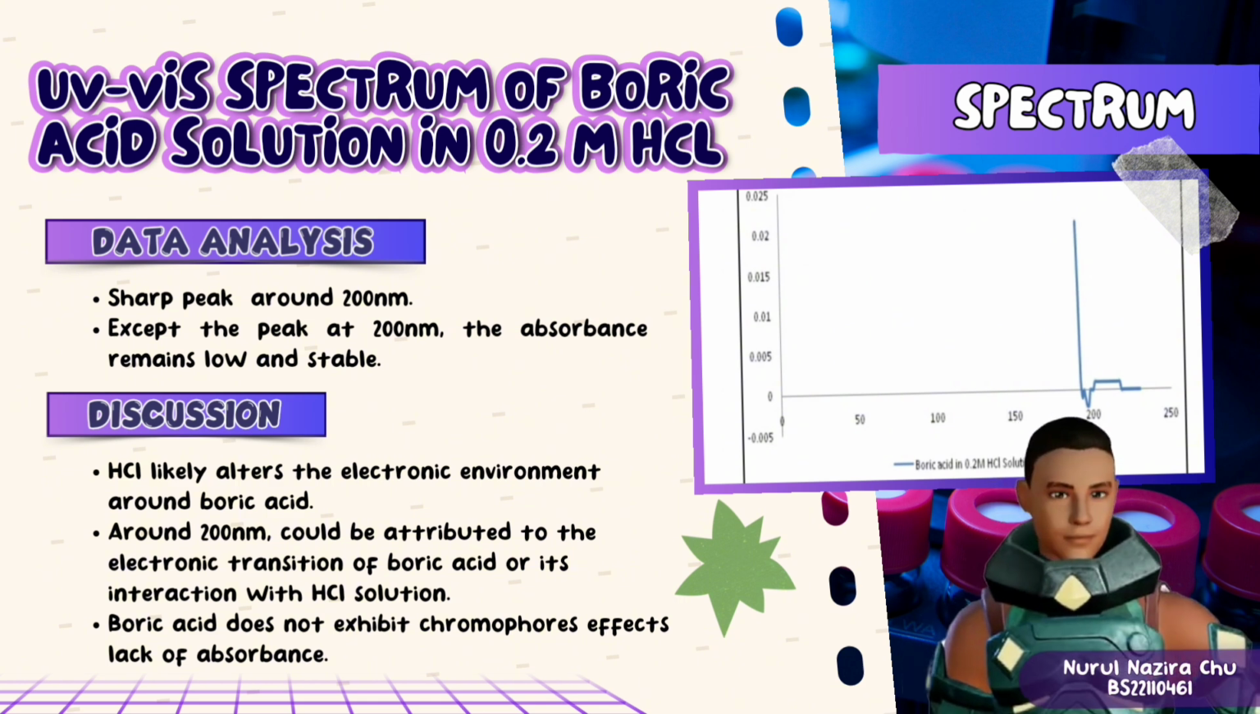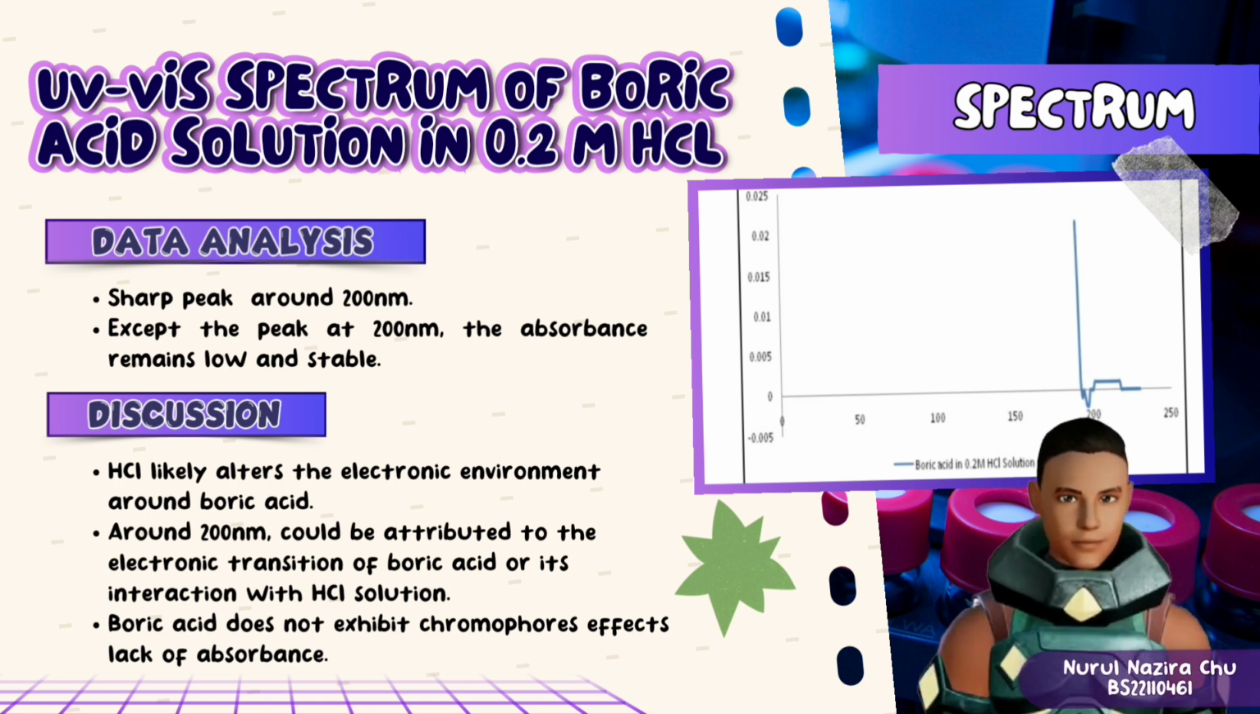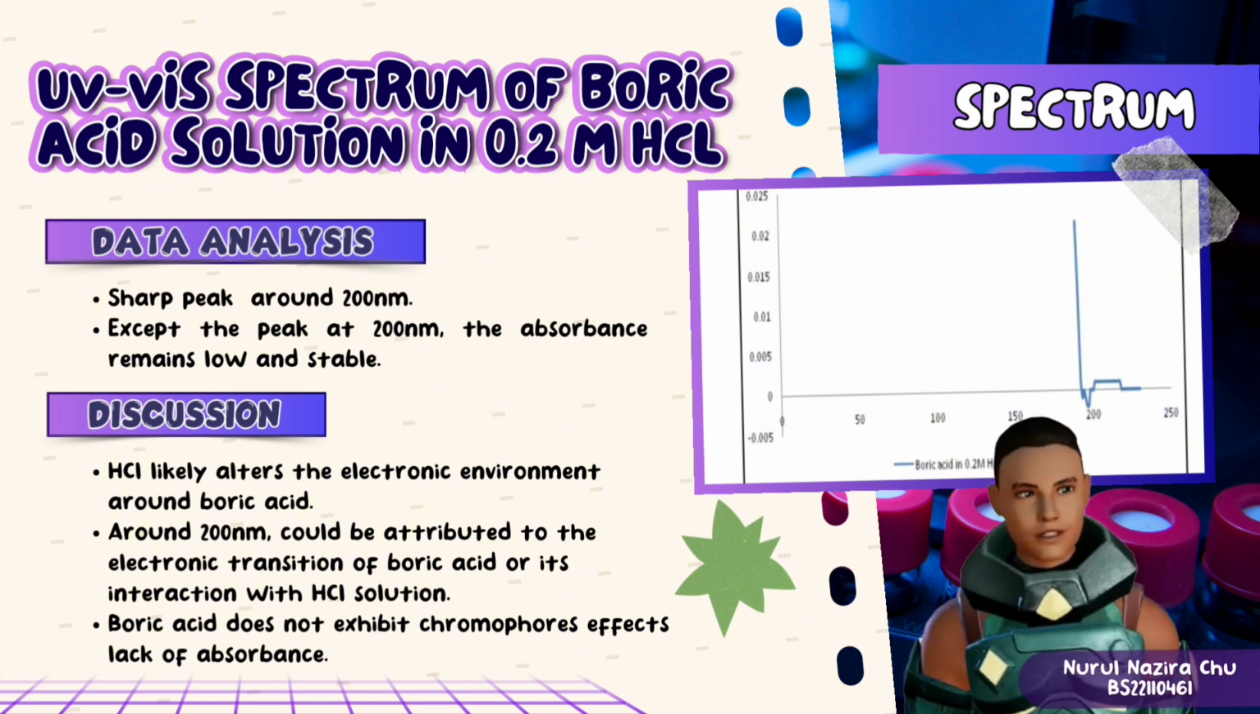Apart from the peak at 200 nm, the absorbance remains relatively low and stable, indicating minimal absorption at higher wavelengths. This stability can also imply that boric acid does not have strong absorbance outside of this UV region when dissolved in 0.2 M HCl. The presence of 0.2 M HCl likely alters the electronic environment around boric acid, which may affect its absorption properties.